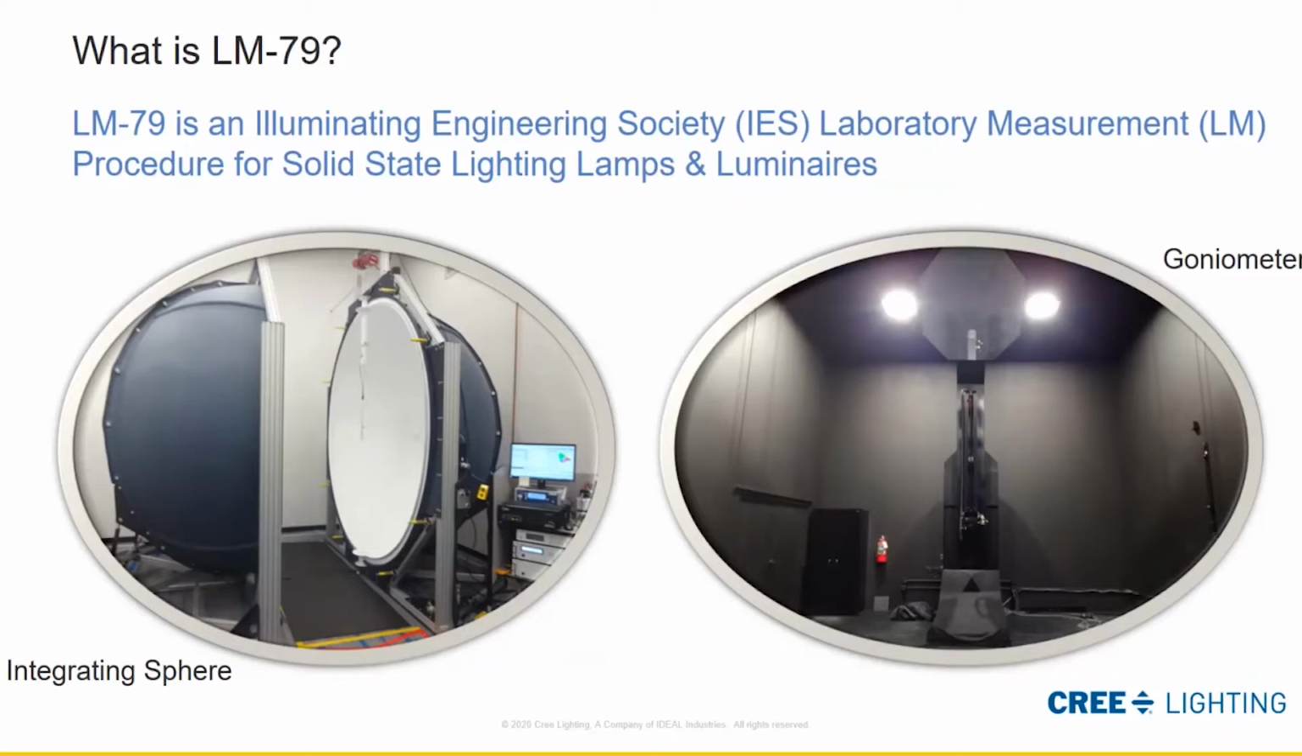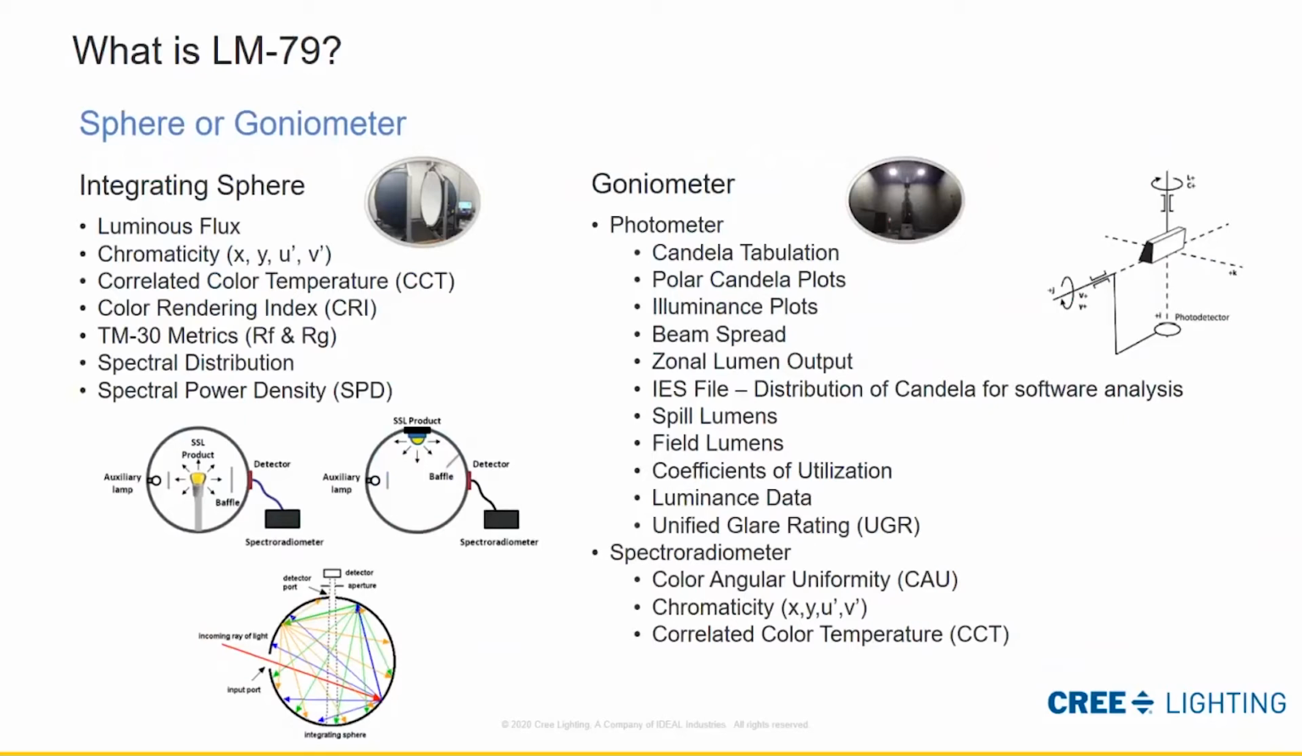The two main components of the LM-79 procedure, which generates data for photometry, are the integrating sphere on the left, and then the goniometer on the right. On the right, in particular, this is a Type C goniometer, and the luminaire would be sitting in the middle of the room there, and the mirror would traverse around it. And the camera right now is acting as where the photo detector would be roughly measuring the light. So these two pieces of equipment which support the LM-79 procedure give us different bits of data.